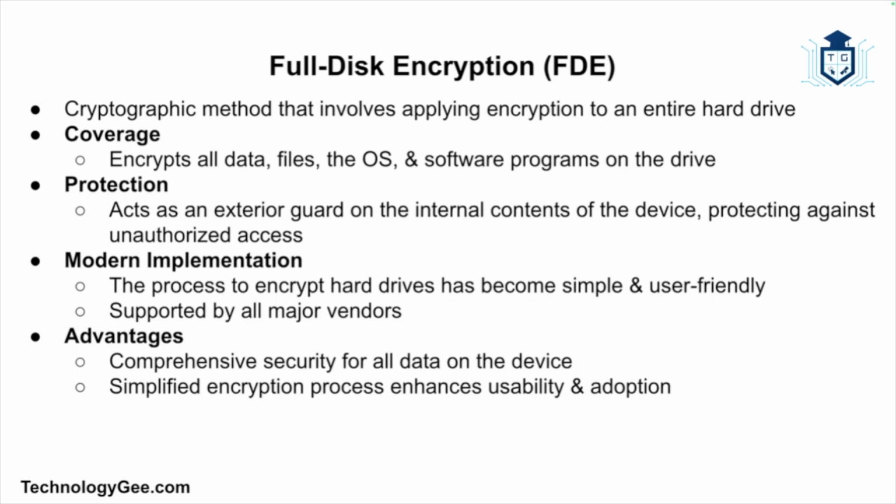All right, next we have what is called full disk encryption. This is a cryptographic method that involves applying encryption to an entire hard drive, including data, files, the operating system, and software programs. Full disk encryption places an exterior guard on the internal contents of the device. Unlike past iterations of full disk encryption, the process to encrypt hard drives has become quite simple and is supported by all the major vendors.